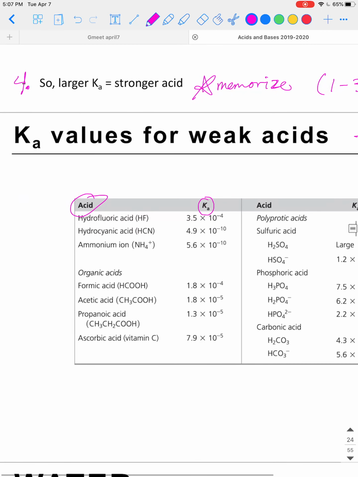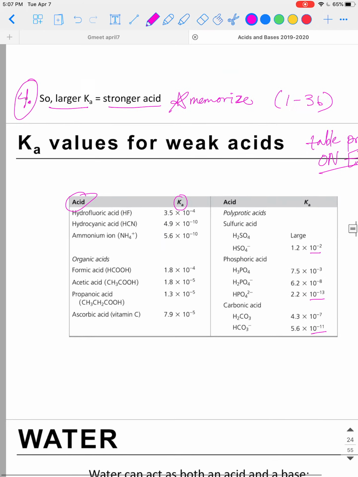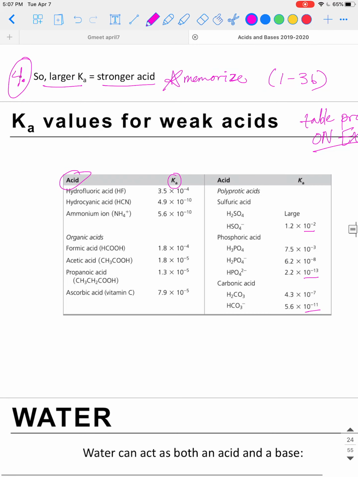But remember our trend. Remember statement 4 up here. The larger Ka, the stronger the acid. So what kind of problem can I ask you about all this stuff? We've been talking and talking. Let's put it to practical use.